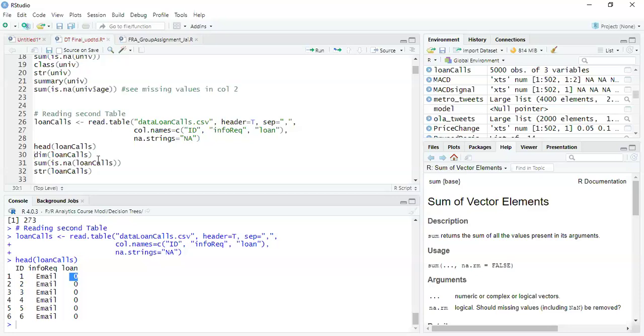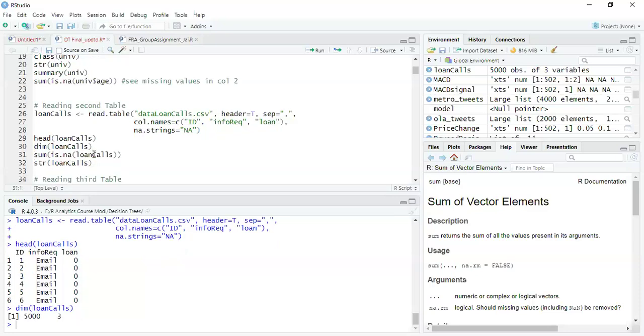Let us also look at the number of rows and columns. We have 5000 records and 3 columns. So the first table has 5000 records and 8 columns. Second table has 5000 records and 3 columns. So the number of columns are different, but number of rows are same, which is good news.